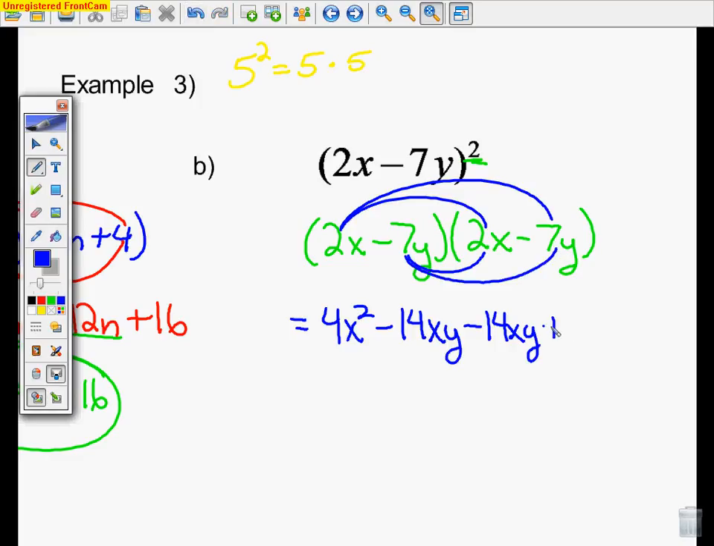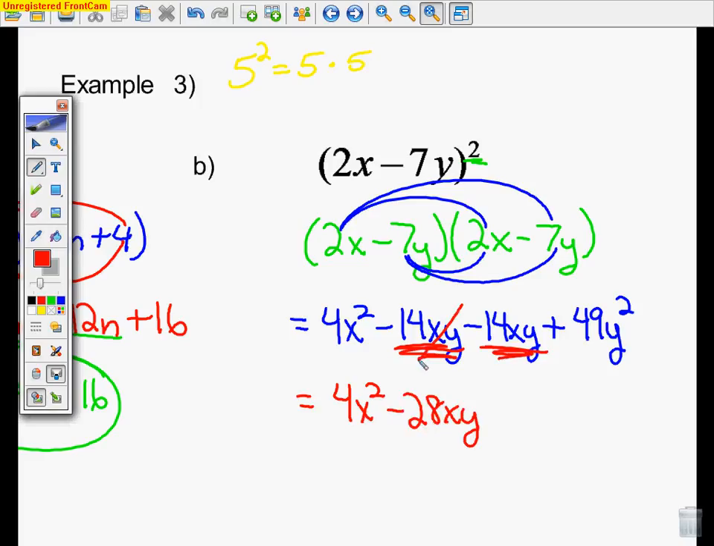That's positive 49y squared. Then we're going to go ahead and combine our like terms. Like terms again being negative 14xy and negative 14xy. So we're just going to bring down this 4x squared. Negative 14xy and negative 14xy combine to be negative 28xy. And bring down that positive 49y squared. Right? And there we go. That's our answer.